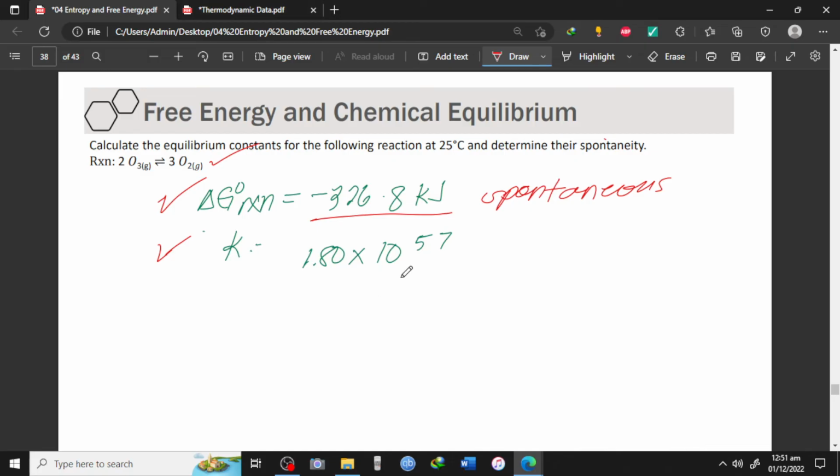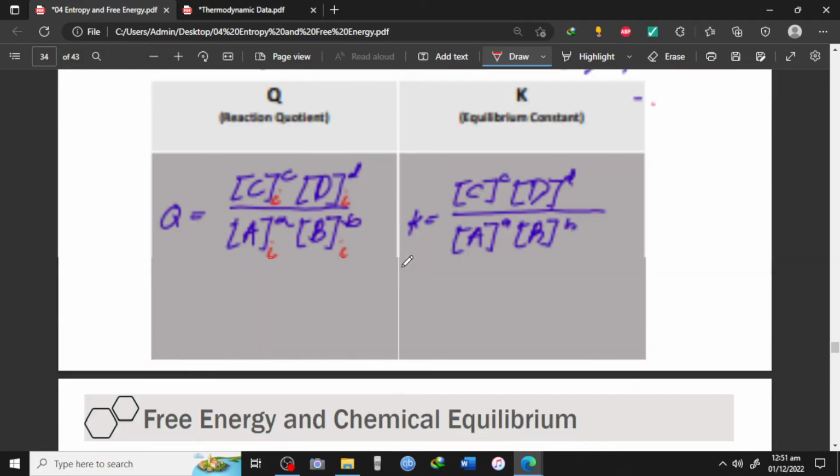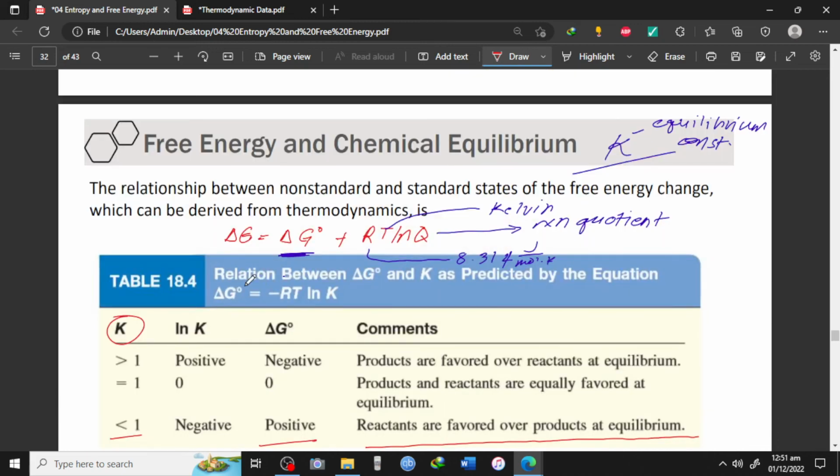Ngayon, balikan natin yung table ulit sa taas. So, dito, sinasabi sa table na pag negative yung value mo for delta G, dapat daw yung equilibrium constant mo should be greater than 1. So, dapat mas malaki yung K mo sa 1.